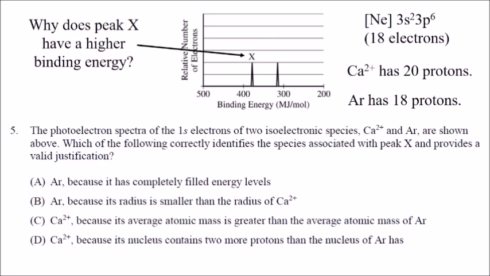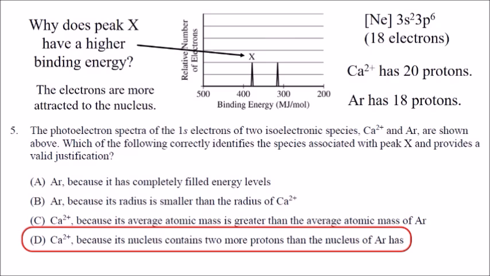That difference in protons is very important. Peak X has a higher binding energy, which means that the electrons are more difficult to remove from the atom. So the electrons must be more attracted to the nucleus. And therefore, since calcium has more protons than argon, the correct answer is that peak X corresponds to the calcium ion because its nucleus contains 2 more protons than that of argon.